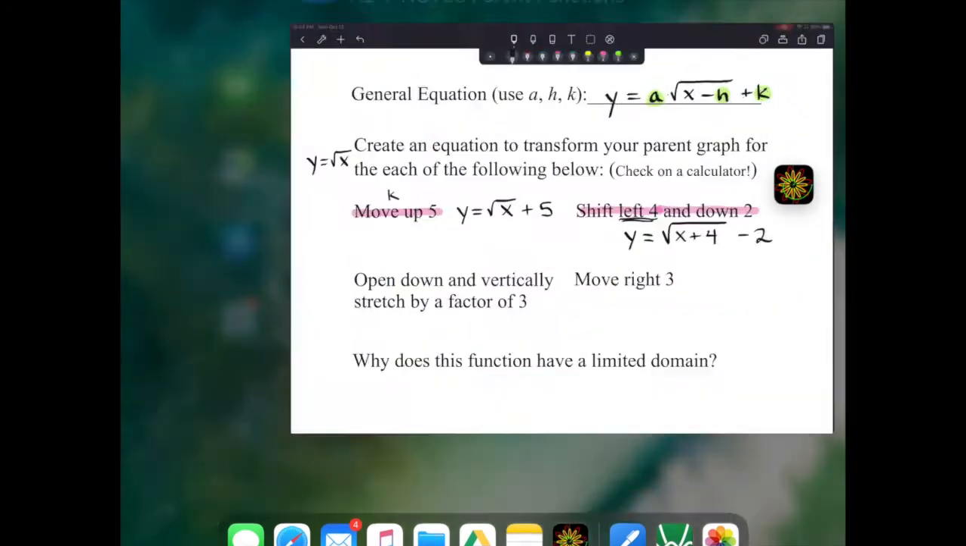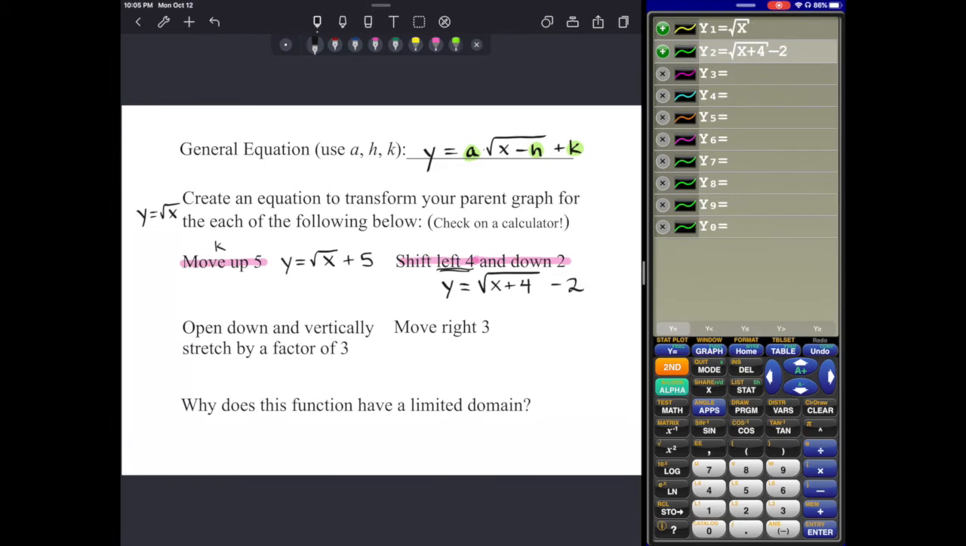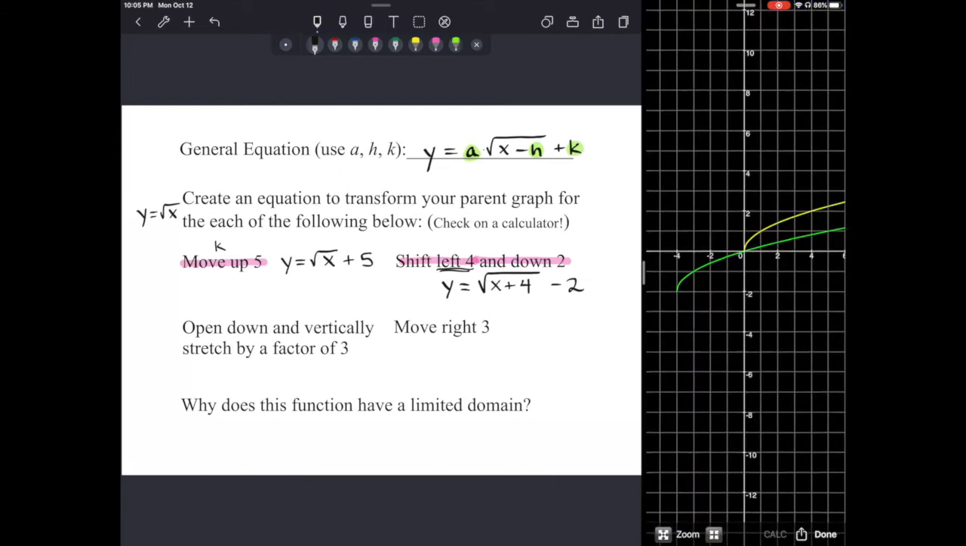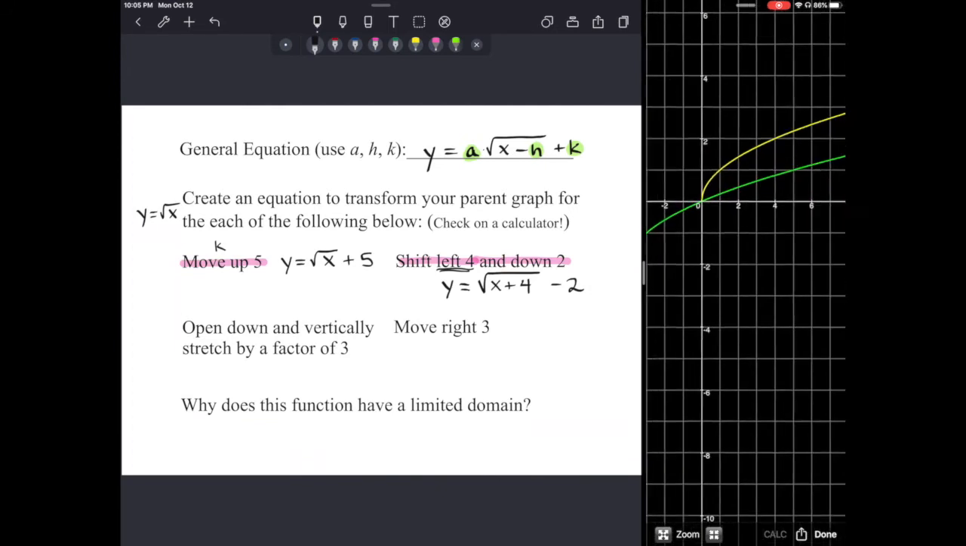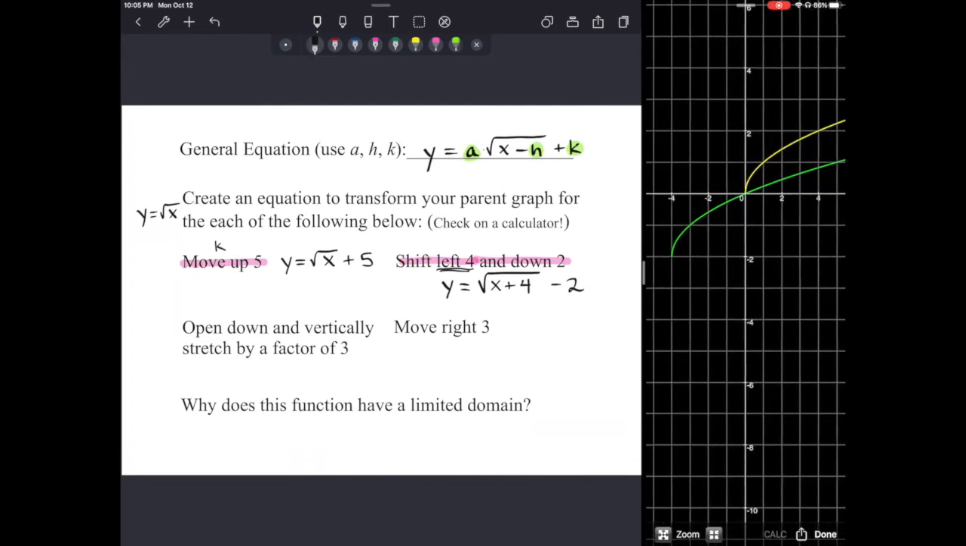Now, if you're not sure if you're right or wrong, one thing that you can do is grab out your graphing calculator. And you'll see here, if I go into the y equals, I have the square root of x. And then on this one, I have y equals the square root of the quantity x plus 4 minus 2. When I hit graph, that is what our graphs will look like. But you'll see that this green one has obviously been shifted to the left 4 and down 2, and that's why that endpoint ends up being down here.